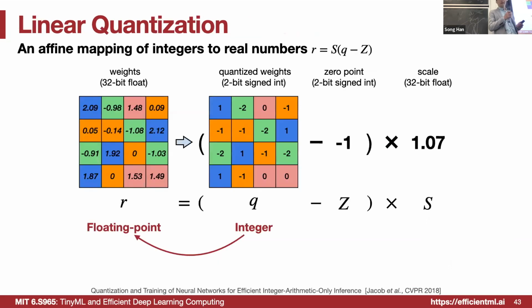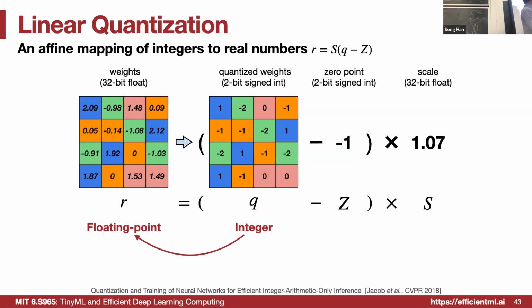Okay, so we have this equation where we want to have this linear projection from this integer weight to this floating point. Okay, so this is an affine mapping of integers to real numbers. Okay, from Q to R. Okay, from quantized to real. So we are going to use this notation throughout this lecture.